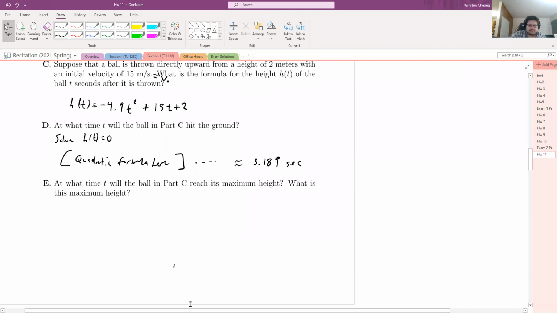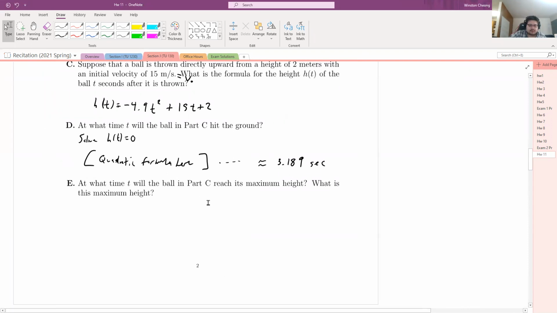For E, what time will the ball reach its maximum height? Well, what you should think is that the ball is going to travel like this, and its maximum height is going to happen here, and at that maximum height, the derivative is equal to 0. Another way of saying that is that that's going to occur at a critical point. So really, we want to solve for when h prime of t is equal to 0.